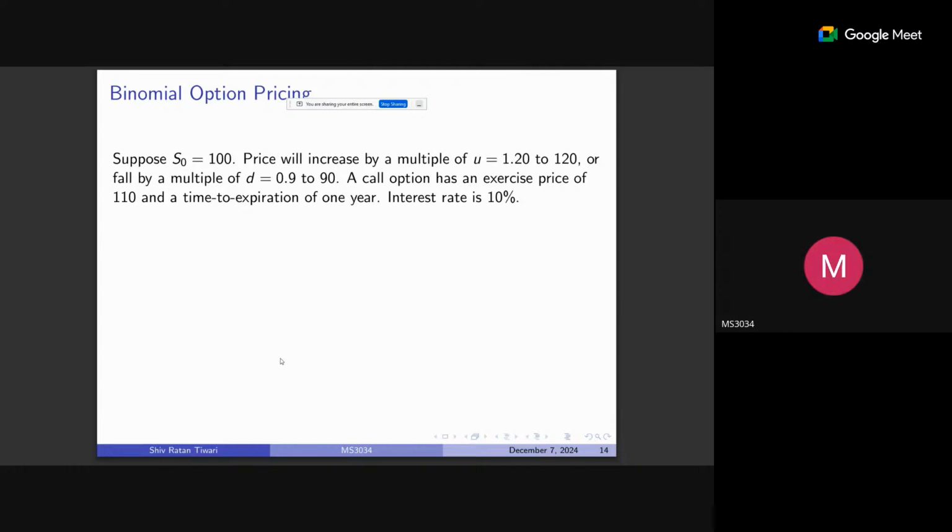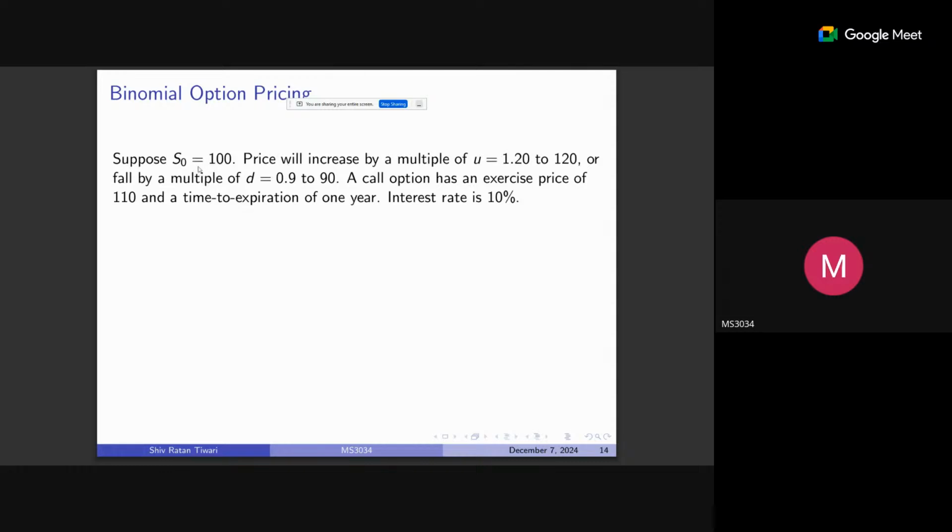Next we discussed the two important pricing models. In today's session we will cover the binomial option pricing concept, and in the next class we will cover the Black-Scholes pricing model. So what is the binomial pricing model? It involves the information that the price can either increase or decrease by a certain multiplier. For example, it can increase by 20% and decrease by 10%. So this is the example.